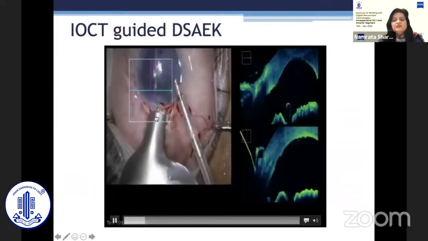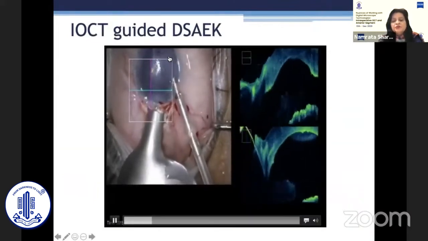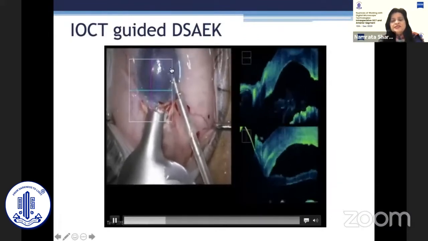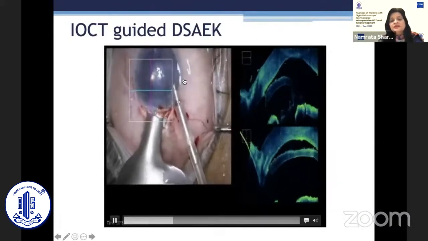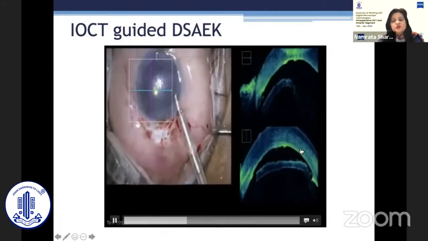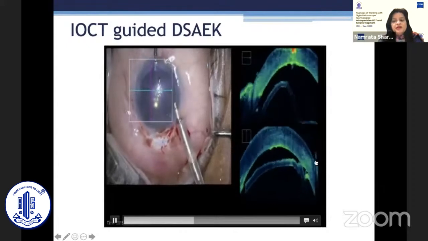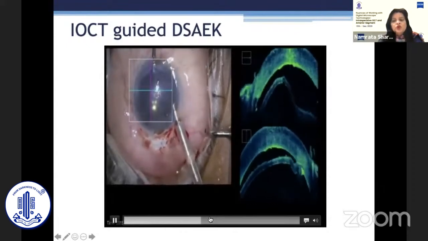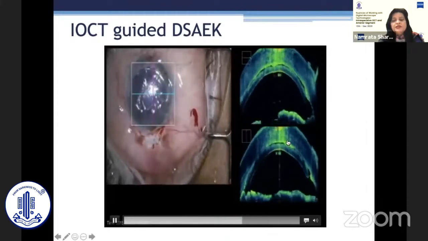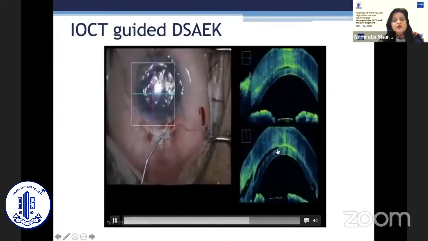So when the DSEK graft is being pulled, especially in terms of hazy corneas, you can actually see. Now here, if I was to just see this left half, I really don't know where the graft is, but I can make out as I see the intraop OCT microscope. It's folded on itself. And now it's kind of opening here, but not quite so as one would like it to be.